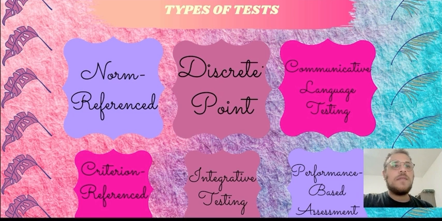We have now the types of testing. The first one is the discrete point test. It says that the language can be broken into parts and we can judge just one competence of the language, like speaking, listening, writing, reading, vocabulary, grammar, separated from the other abilities of the language.